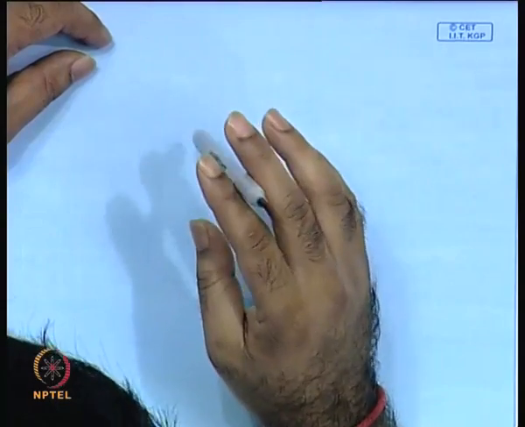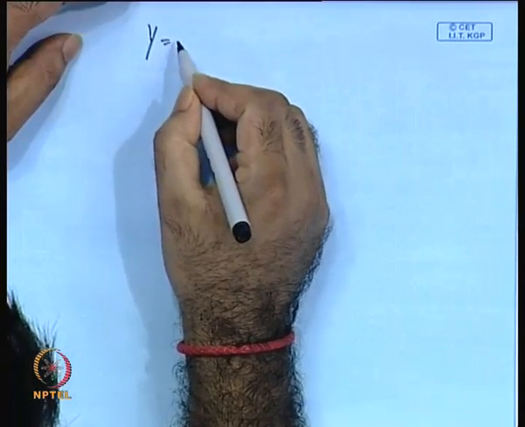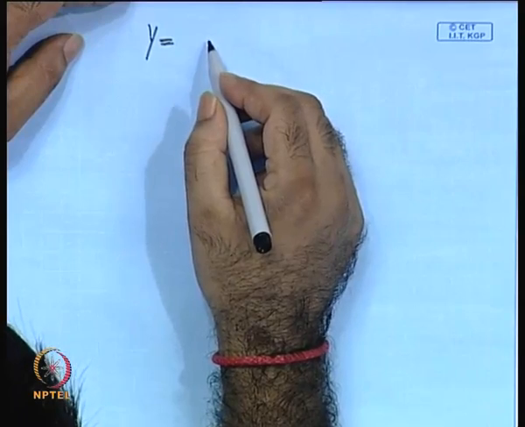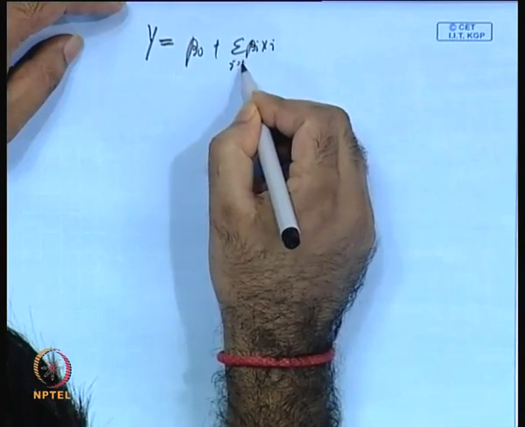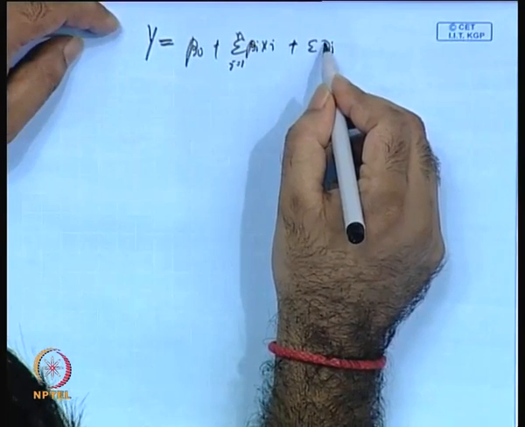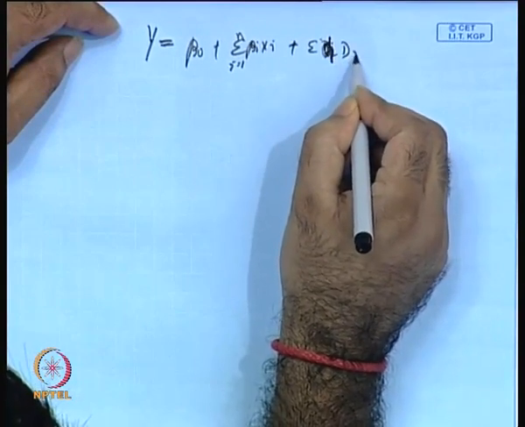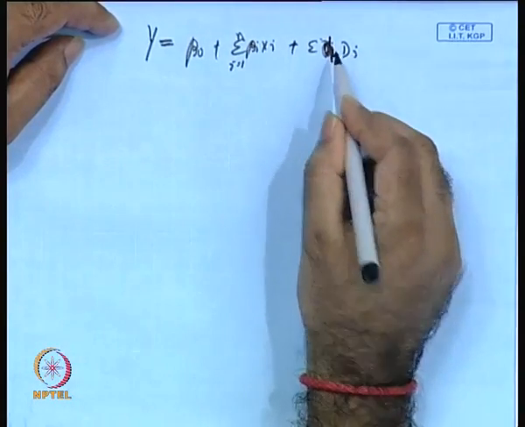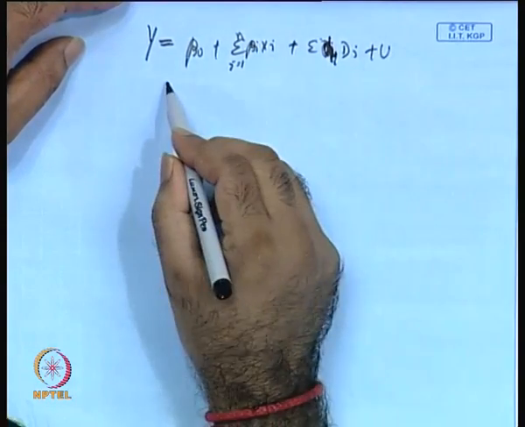Now there are several structures which we have highlighted, and here I will start with the generalized formula, then we will discuss a part of it. y equals beta 0 plus the summation of beta i xi, i equals 1 to n, plus the summation of alpha i di, plus u. So this is the generalized formula.